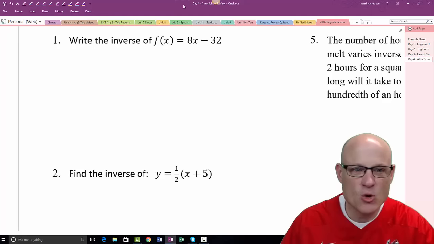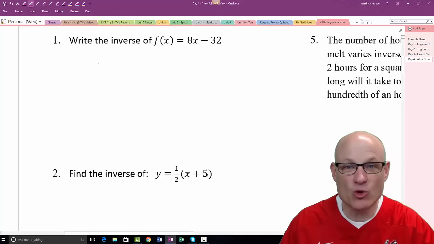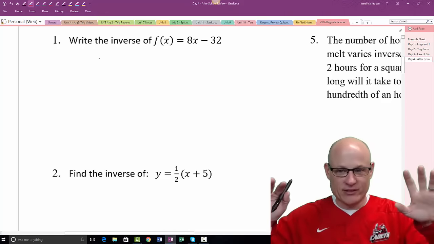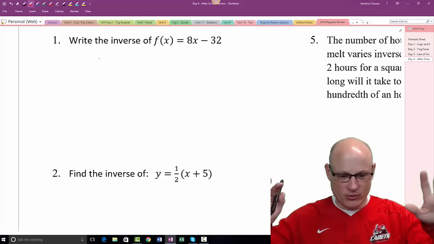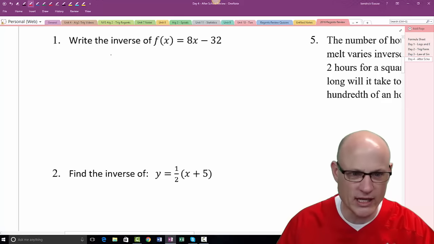All right. Write the inverse of this, no problemo, dude. All right, so if you remember with inverses, we got a y and we got an x. And when we got a y and an x, we switch them. That's it. Okay, let's rock and roll.